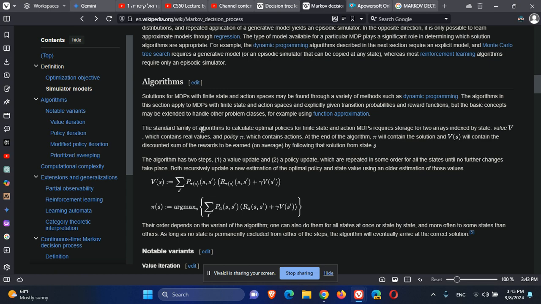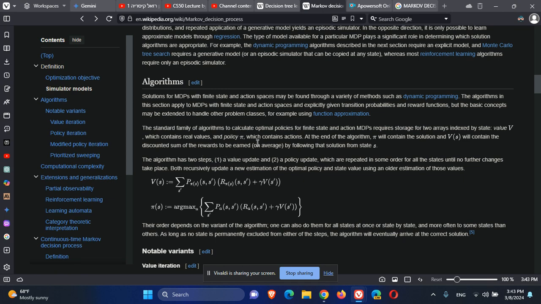The standard family of algorithms to calculate optimal policies for finite state and action MDPs requires storage for two arrays indexed by state: value V, which contains real values, and policy pi, which contains actions. At the end of the algorithm, pi will contain the solution and V(s) will contain the discounted sum of rewards to be earned on average by following the solution from state s. The algorithm has two steps.